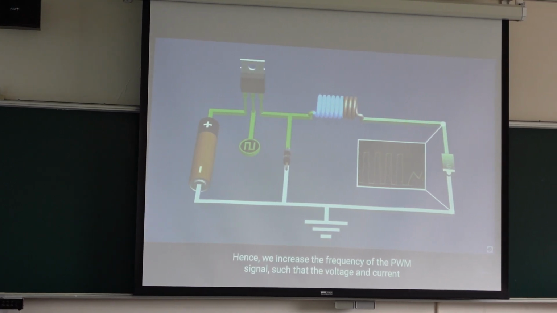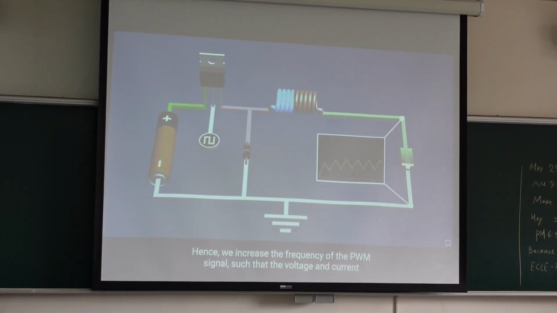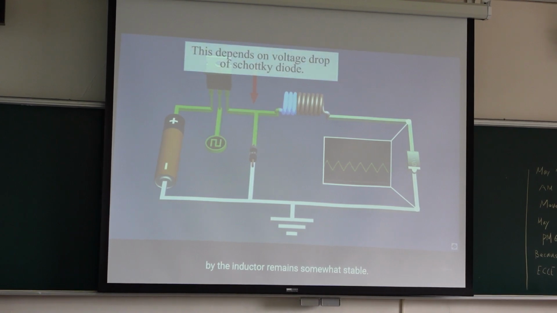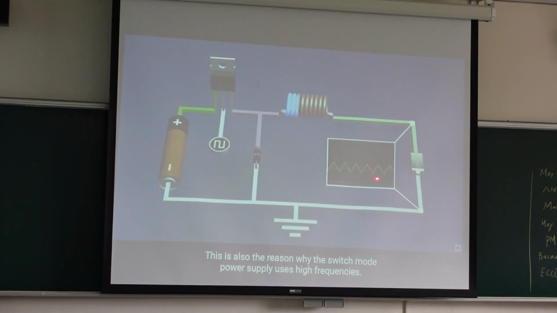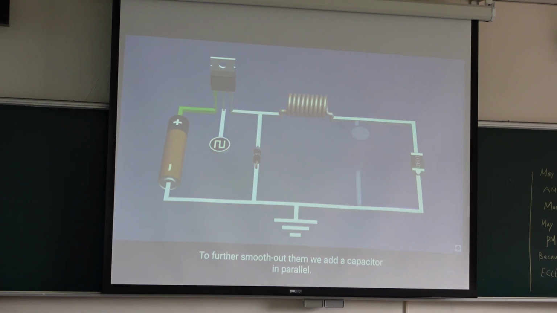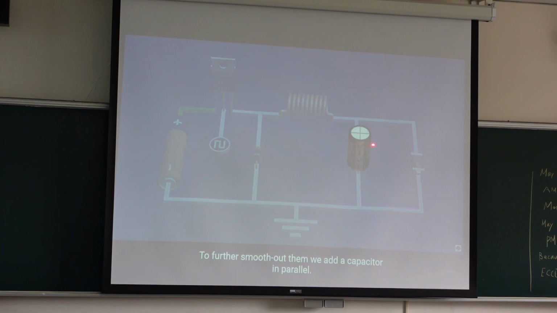We increase the frequency of the PWM signal such that the voltage and current by the inductor remain somewhat stable. This is also the reason why the inductor current can be continuous, and why the switch mode power supply uses high frequencies. To further smooth out the voltage, we add a capacitor in parallel. So we add a capacitor here.